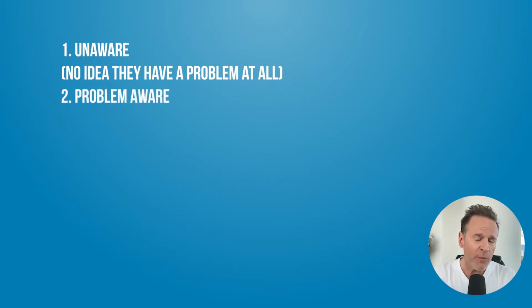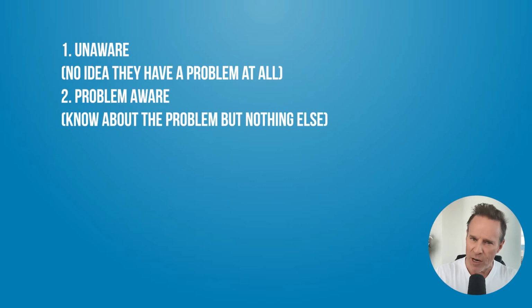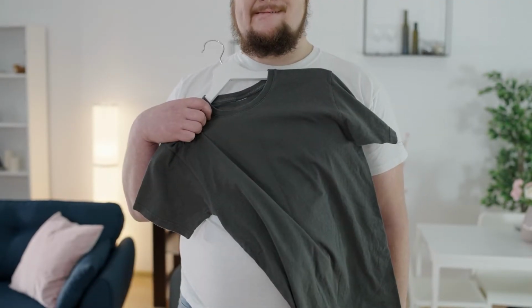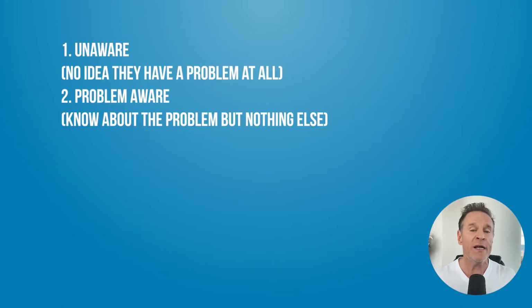Stage two is problem aware. They are aware they have a problem. So let's talk about weight loss, for example. They're aware they need to lose weight, but they have no idea other than the problem of what's going on. They don't know how to do it. They don't have any idea what a diet really looks like, what a healthy diet is. They're very confused. They've never heard of certain supplements, and even metabolism may be a foreign word to them. So that's just an example. They know the problem. I don't like the way I feel. I don't like the way I look. I'm probably overweight, but that's all they know.